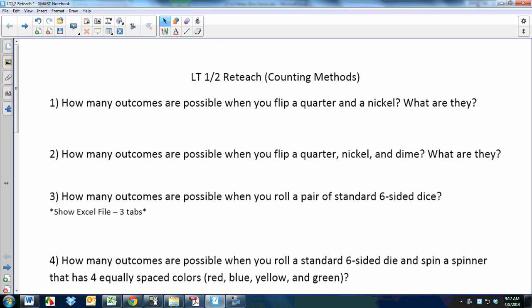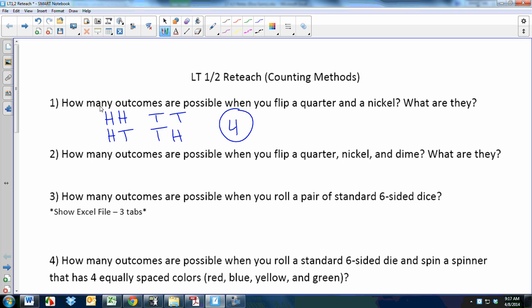Well, you could get heads on the quarter, heads on the nickel. You could get heads on the quarter and tails on the nickel. You could get tails on the quarter and tails on the nickel. And you could get tails on the quarter and heads on the nickel. Is there anything else you could get? No, that's all 4 possible outcomes.